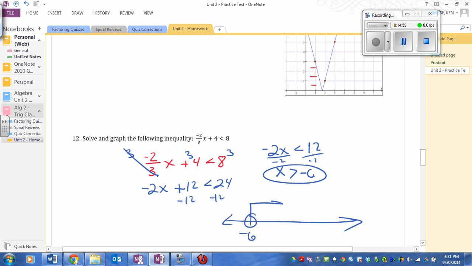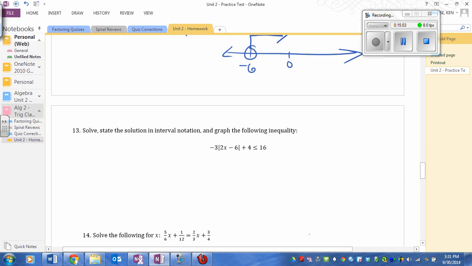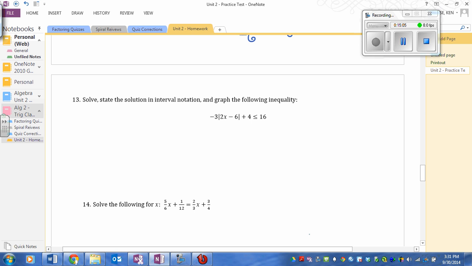Alright, so this one, got a little bit of work to do. Got an inequality, it's going to be ands or ors, we've got a negative out front, so there's a whole lot going on in this one. So we're going to subtract 4. Subtract 4, I get negative 3 absolute value of 2x minus 6, less than or equal to 12, divide by negative 3.